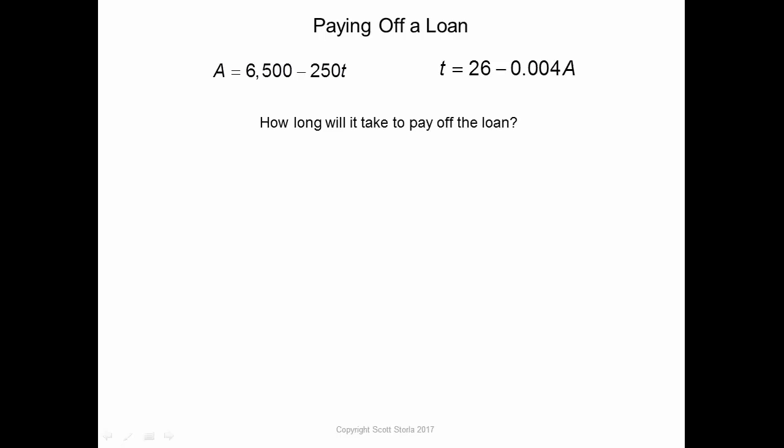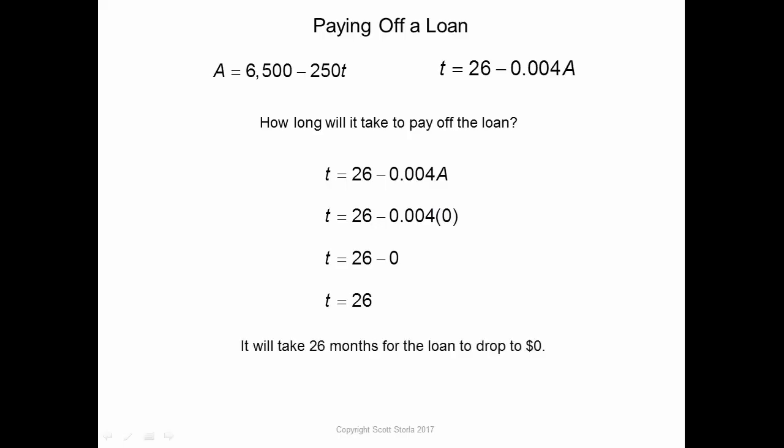I'll pay off the loan when the amount is 0 and I'm looking for a time, so I'll start with this formula, substitute 0 for the amount, simplify, and find it'll take 26 months to pay off the loan. Well, that concludes this video where we have practiced applying formulas.